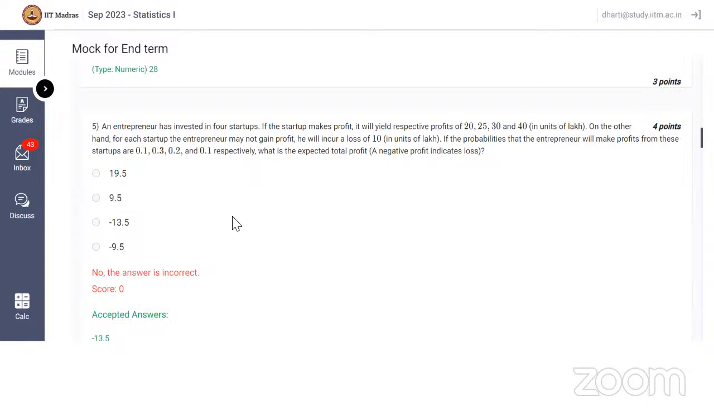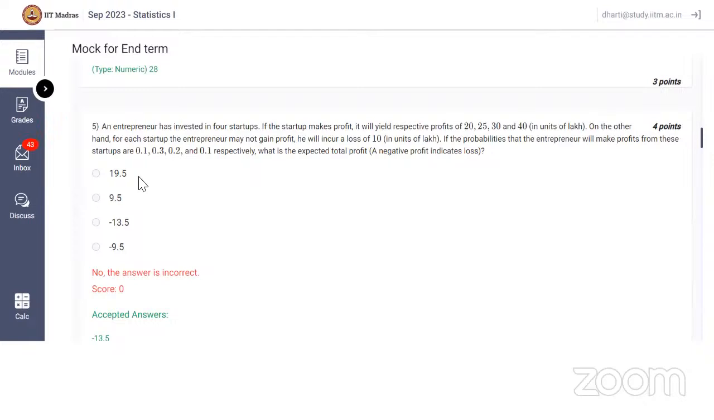Let's say X1 is the profit in your first startup. If there is a profit, then X1 will take the value 20 lakhs, right? If there is no profit, that entrepreneur has incurred a loss of 10. That means X1 will take the value -10. Are you getting my point? What is this line saying?